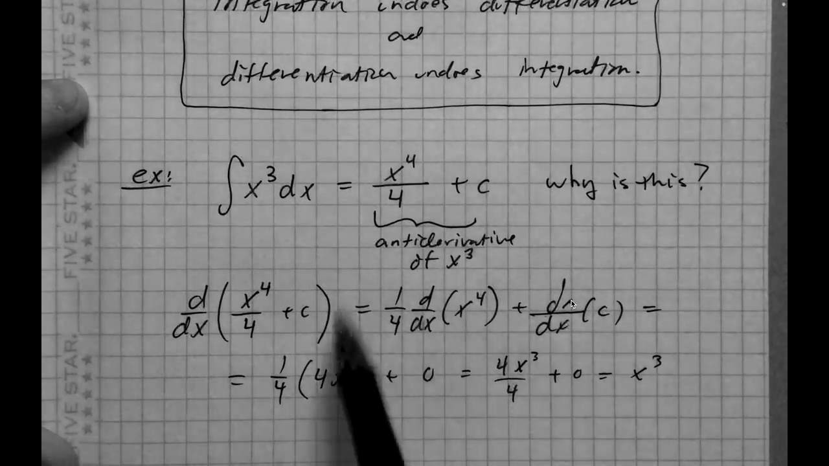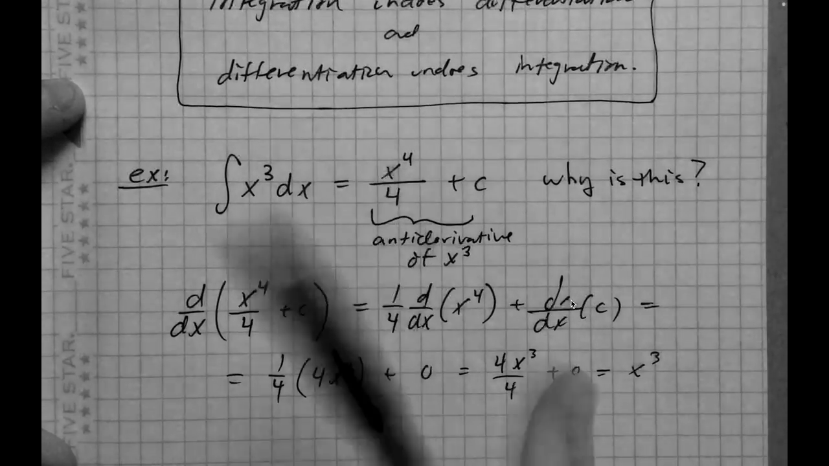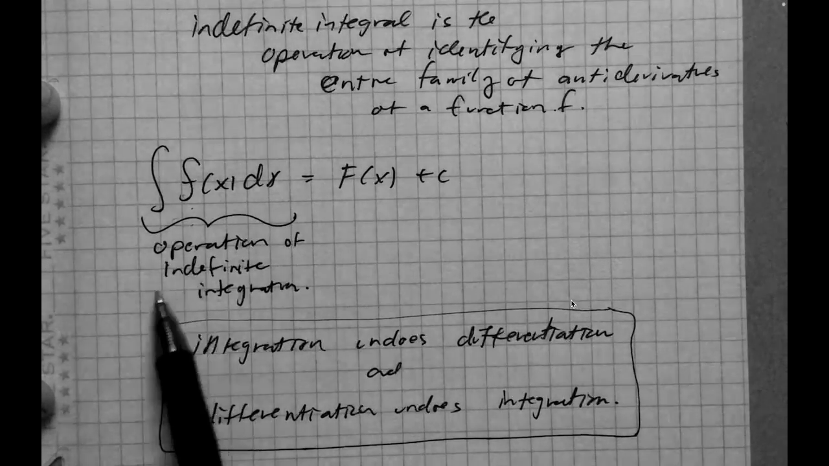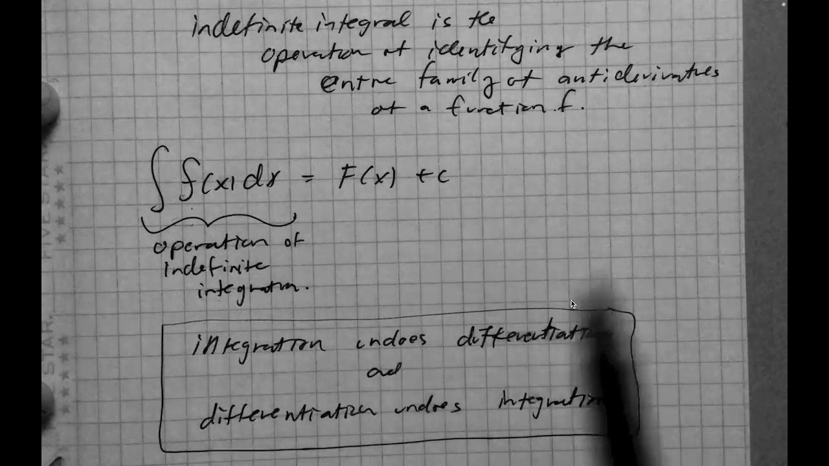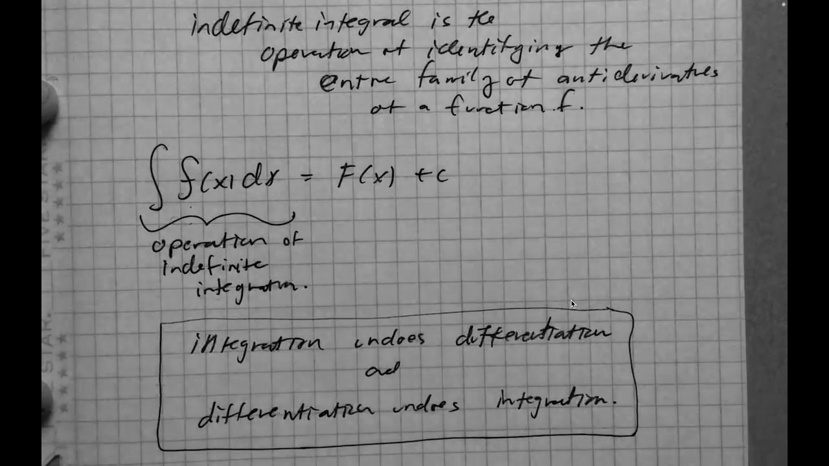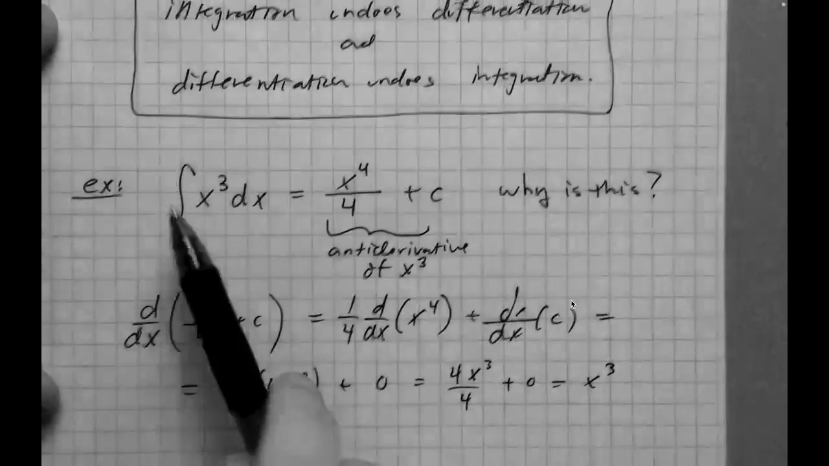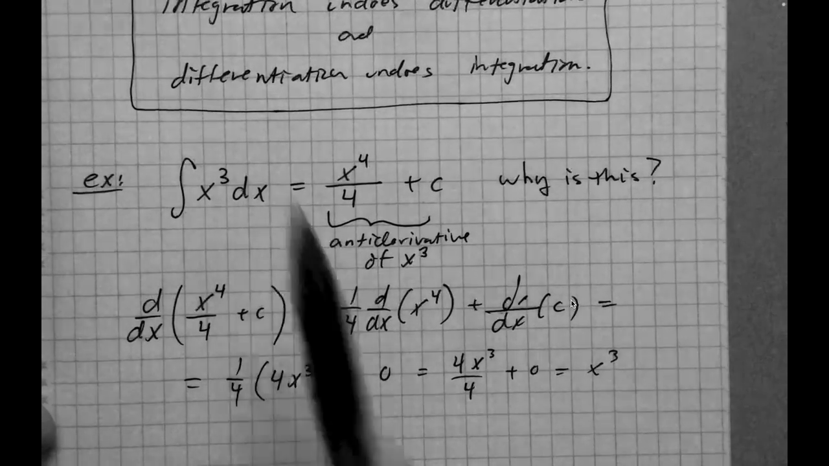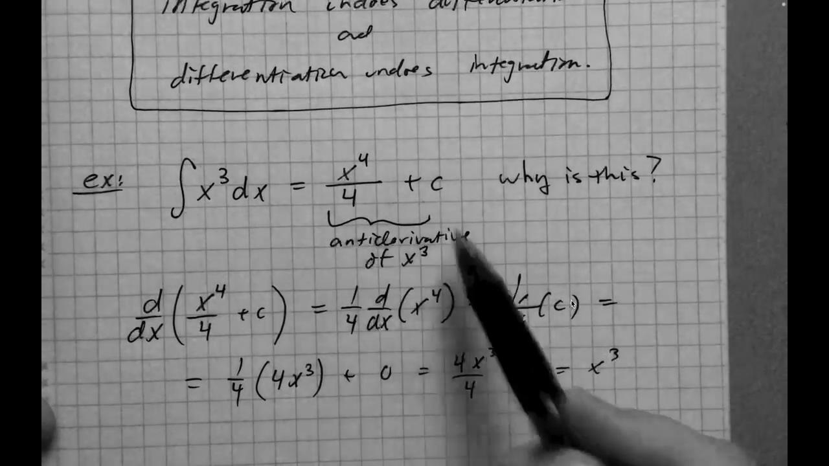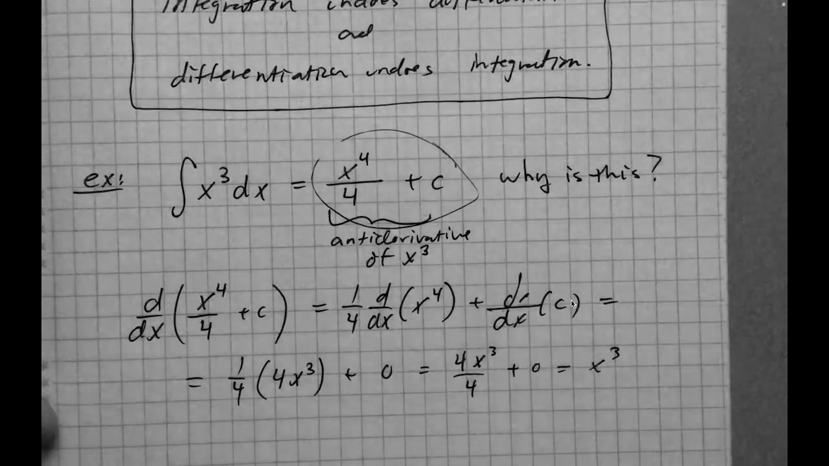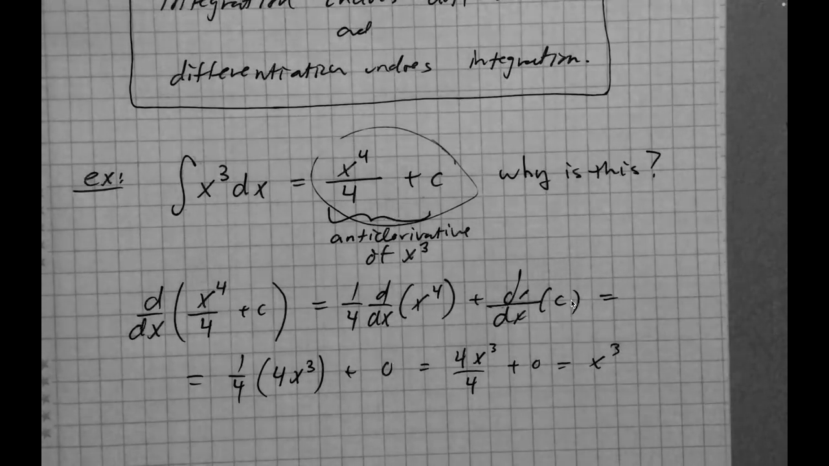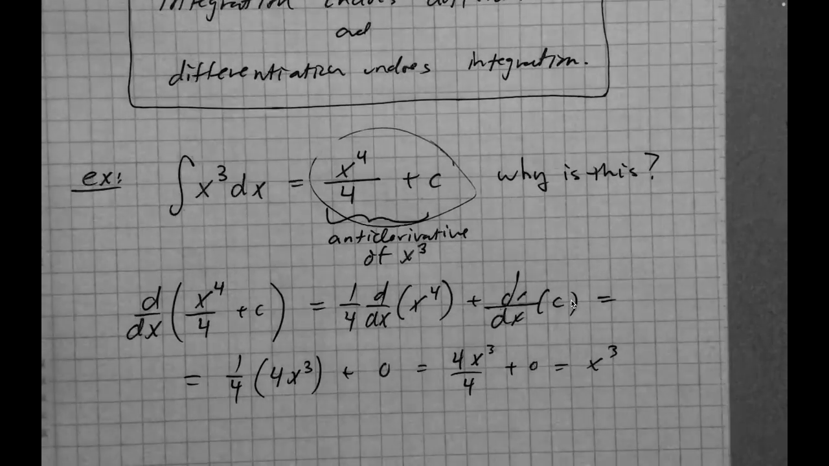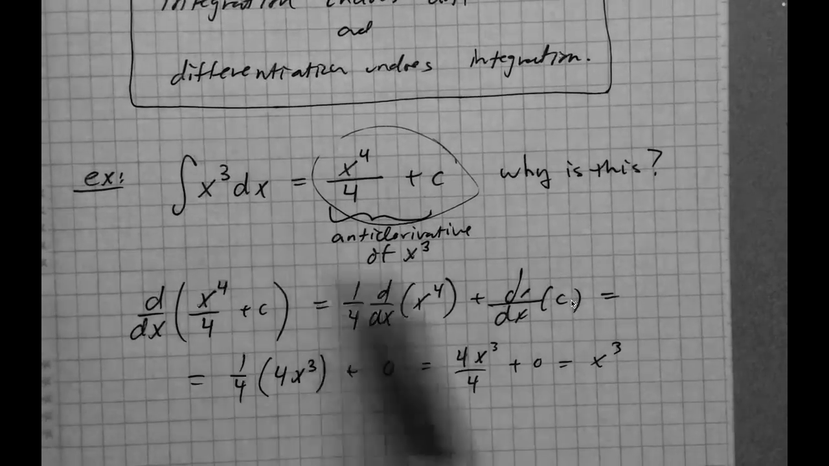And so the idea, the definition of this indefinite integral, is that it's the operation of identifying the entire family of antiderivatives of a function, right? And so that's what I've done here. I've said, okay, the integral of x to the third power dx must be x to the fourth over 4 plus c, because this is the general form of the antiderivative of x cubed, right? And we can see that by differentiating it. Okay, so this is just a specific example.